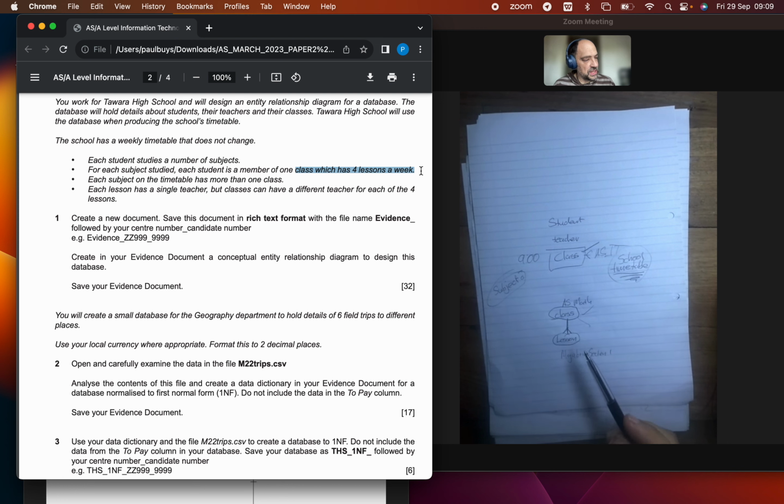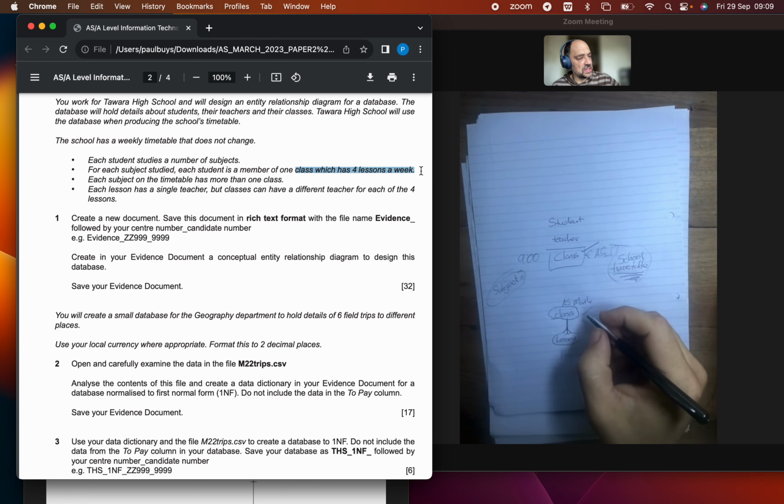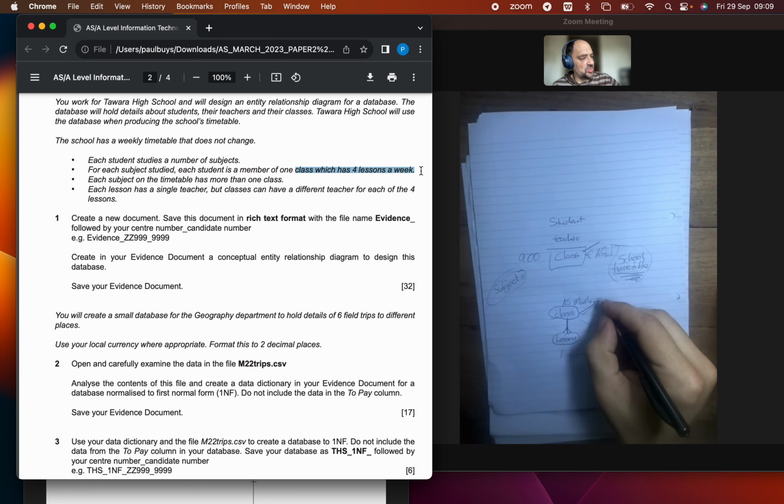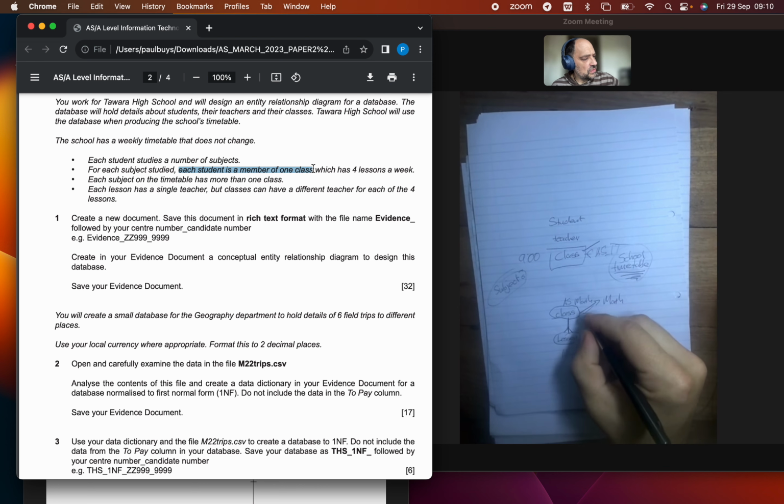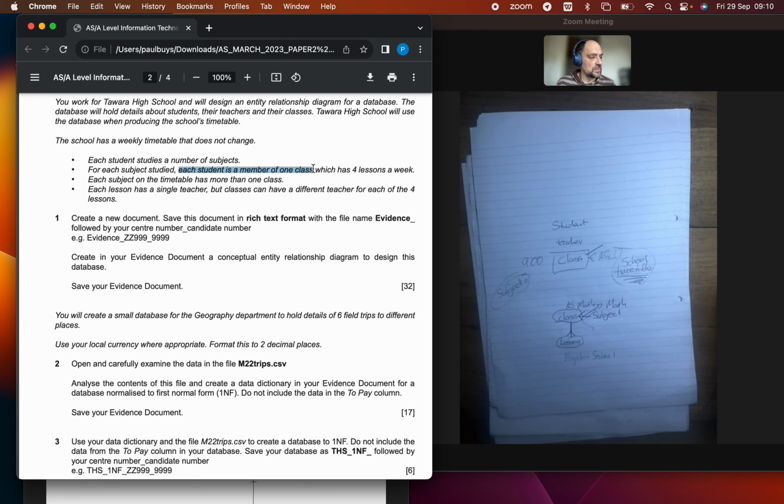So you've got the class, AS Math, you've got the lesson, and the lesson and the class and the subject are always going to be the same. That's the point there. So subject is always going to be maths in the AS Math class. That's why it says here, each student is a member of one class. So the class and the subject are pretty much the same thing. I'm going to make note of that here. Subject can kind of be part of this table, the class table.